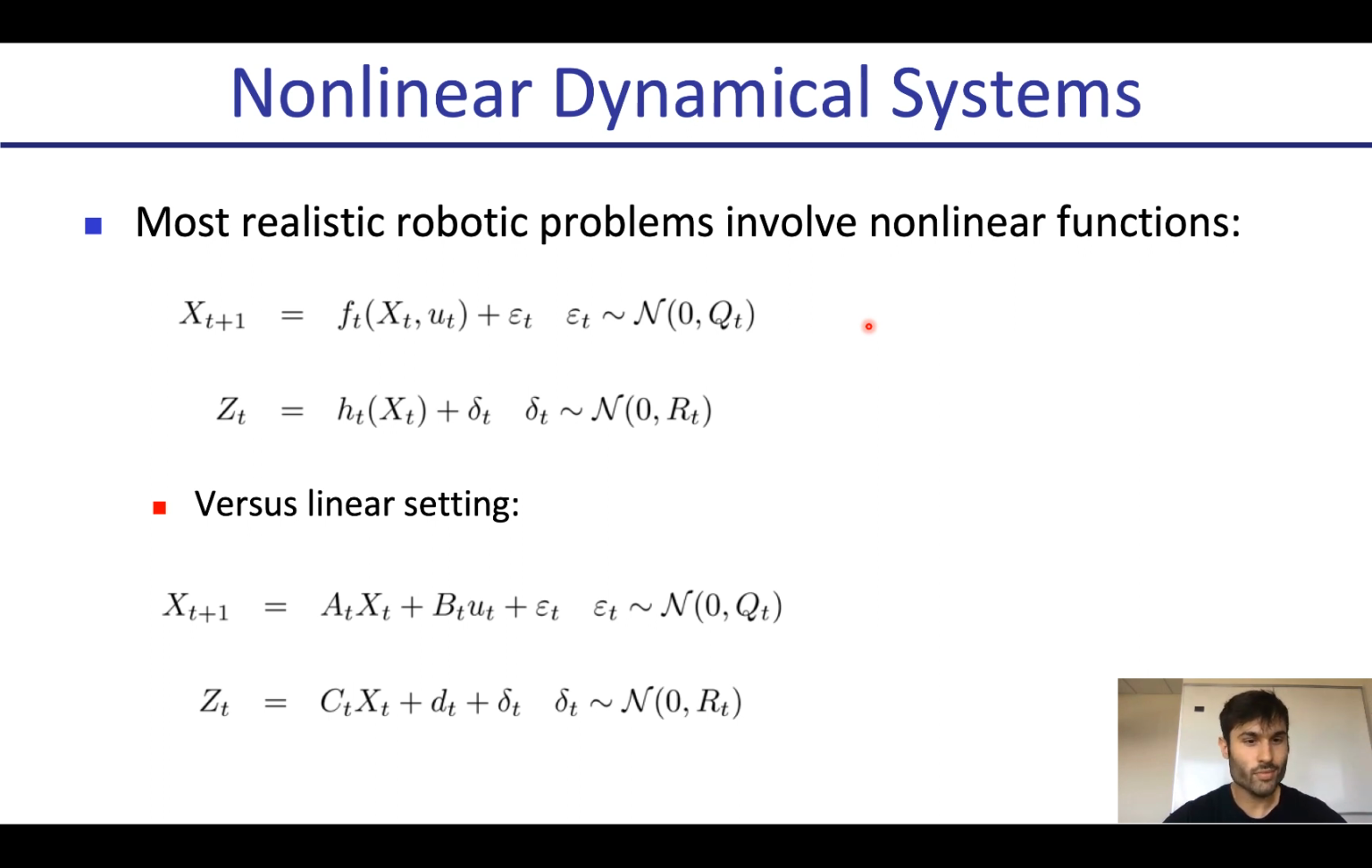In the linear setting, essentially what we have is that this function f_t, the dynamics, has just the form of a linear function A_t times x plus B_t times the action, and the function that computes the measurement in the linear setting is just a linear function of the state. So h is essentially C_t times x plus this D_t.